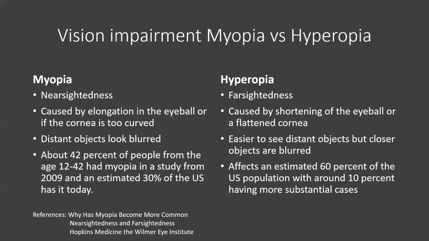On the other side is hyperopia, farsightedness, and this is caused by the opposite. It's caused by a shortened, smaller eye or a flatter cornea than normal. It actually makes it easier to see farther objects, but closer objects are much more blurred, again, like reading a book or watching TV. It's estimated that 60% of the US population has some form of hyperopia, but only around 10% have substantial, more harmful cases.